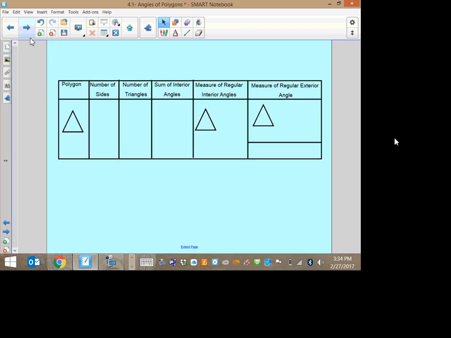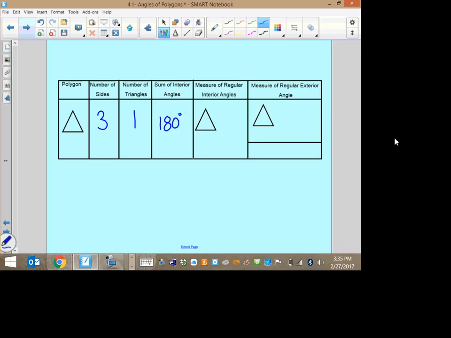The first polygon that we're going to look at here has 3 sides. Most of you know it as a triangle. So the number of triangles is 1, and the sum of the interior angles we know is 180. We know this from previous lessons.